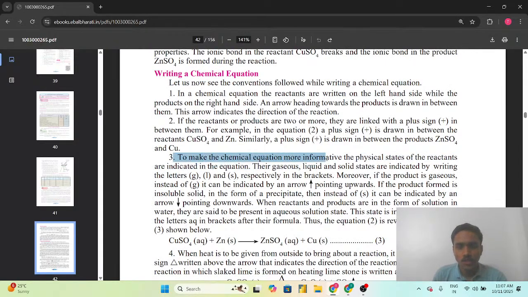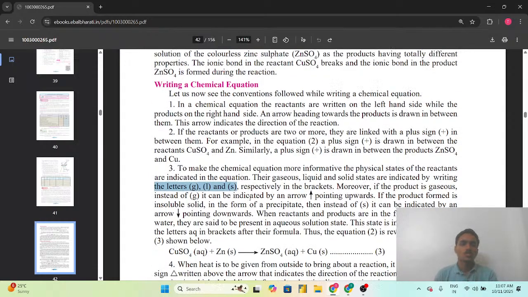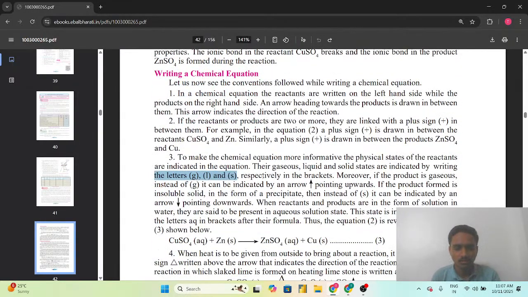To make the chemical equation more informative, the physical states of the reactants are indicated in the equation. Their gaseous, liquid, and solid states are indicated by writing the letters G, L, and S. So if the reactants or the products formed are gaseous, liquid, or solid, we can write down the state of that particular reactant or product.